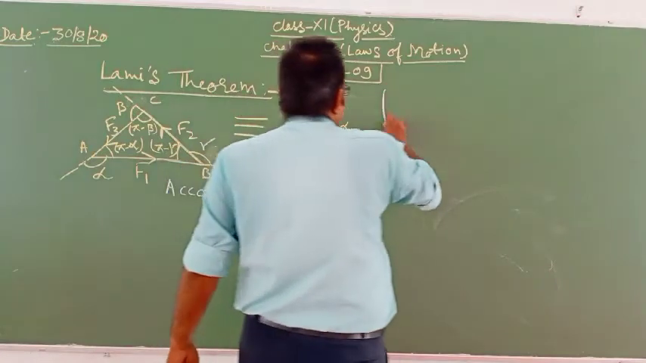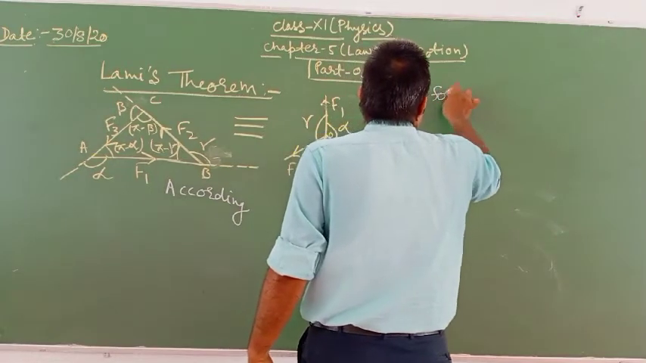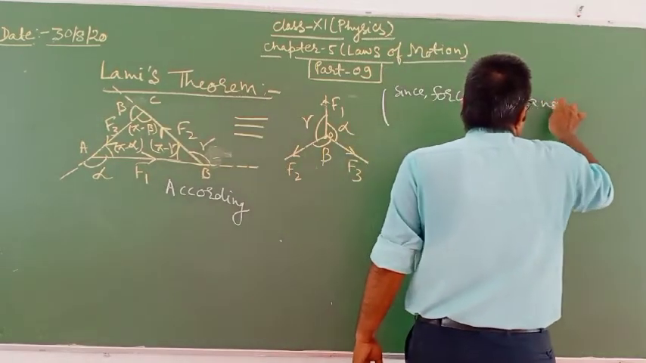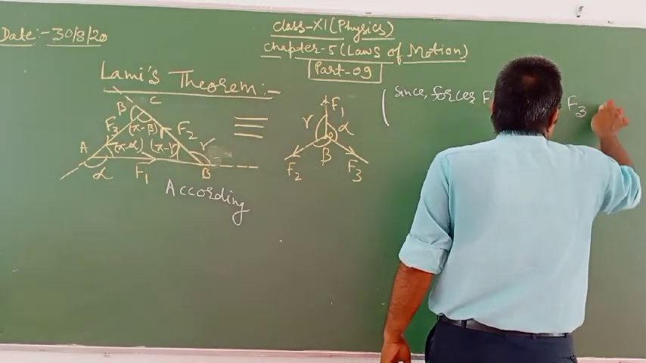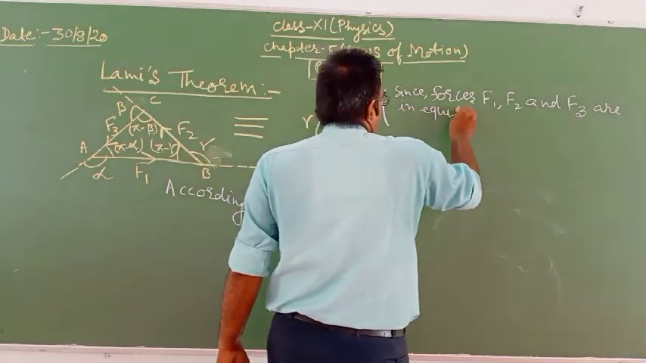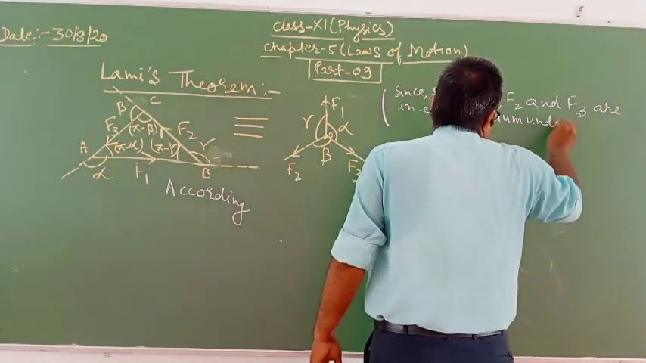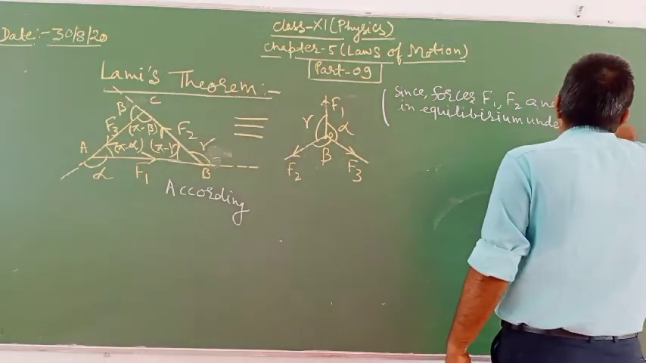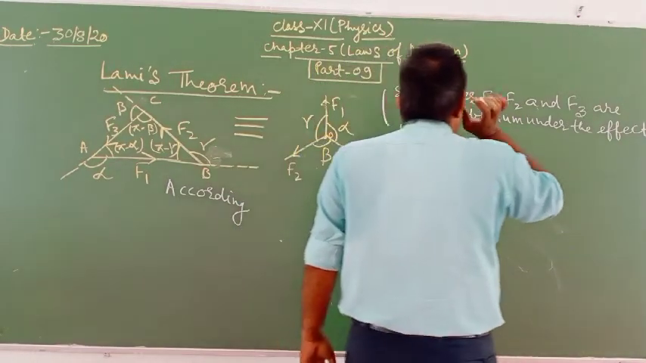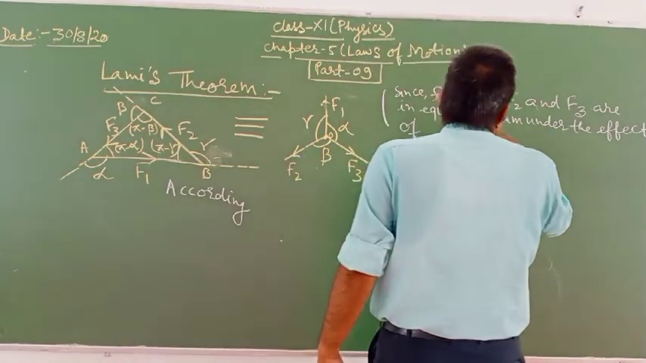I'm writing here. Since forces F1, F2 and F3 are in equilibrium under the effect of F1, F2 and F3, they are in equilibrium.